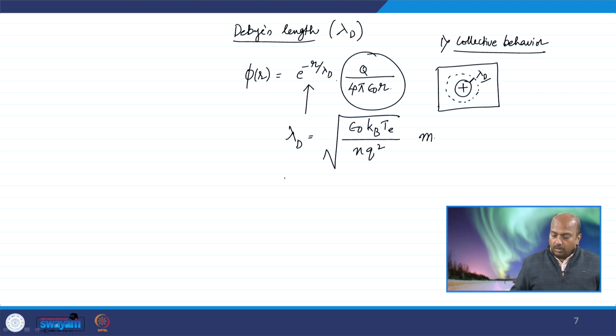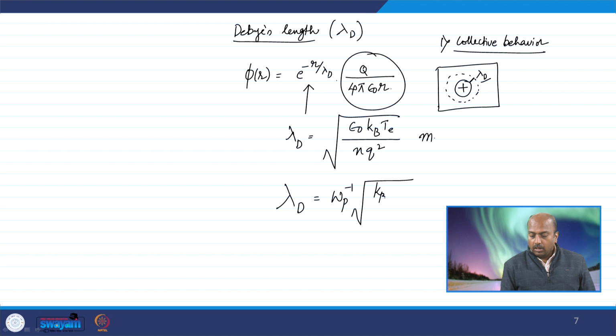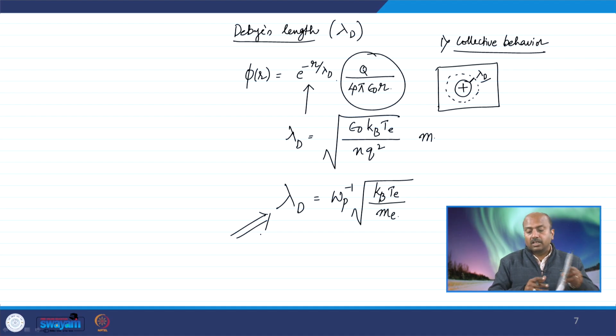In terms of plasma frequency, the Debye length lambda D can be written as omega p inverse times square root of kB Te divided by me, the mass of electron. These two expressions can be very handy to understand the state of plasma in the geospace. Again, like I said before, we have not derived this expression, we have directly used this expression for our discussion here. Right.